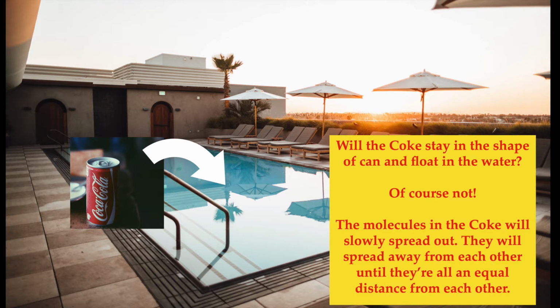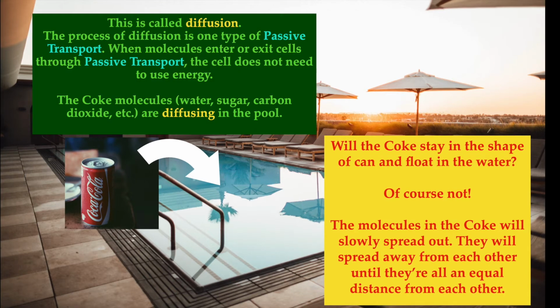The molecules in the Coke will slowly spread out throughout the pool. They will spread away from each other until they're all an equal distance from each other. This is called diffusion. The process of diffusion is one type of passive transport. And when molecules enter or exit cells using passive transport, the cell does not need to use energy to make that happen. It's like the Coke molecules are diffusing in the pool.